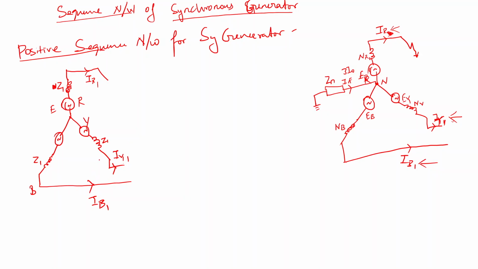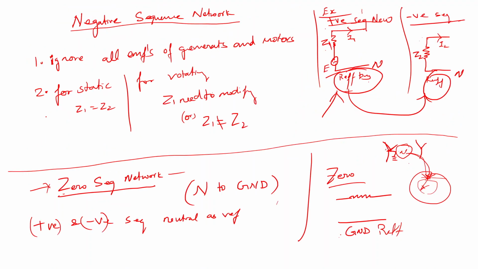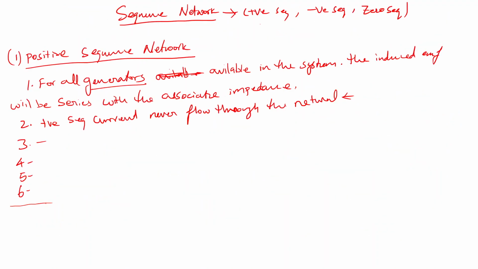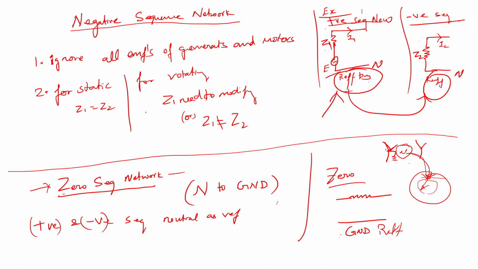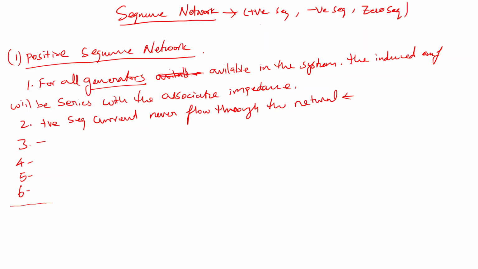For the three-phase positive sequence network, we should not take the ground. In the actual network, if you see, the ground is connected, but for the positive sequence diagram I removed that ground, because in the last class also we saw that we ignore all EMFs and motors for the ground, and also for all generators available in the system include in series with.